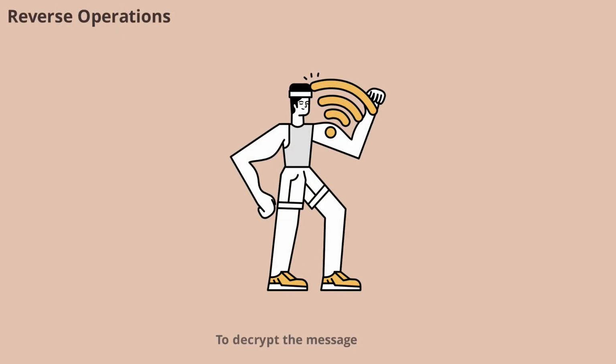To decrypt the message, the receiver performs the reverse of all the encryption steps, using the same secret key. This process restores the original data, even though it looked completely random during transmission. The key point is that both encryption and decryption rely on the exact same key and algorithm, ensuring that only authorized parties can access the information.